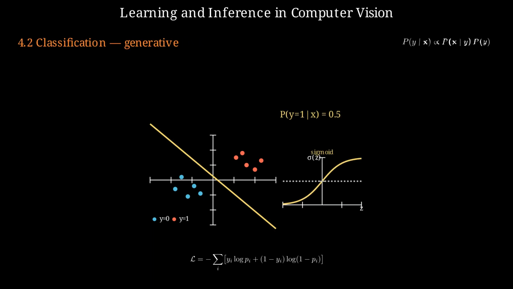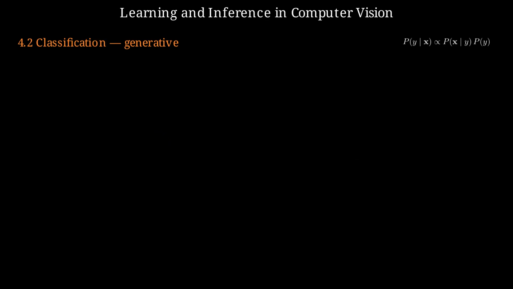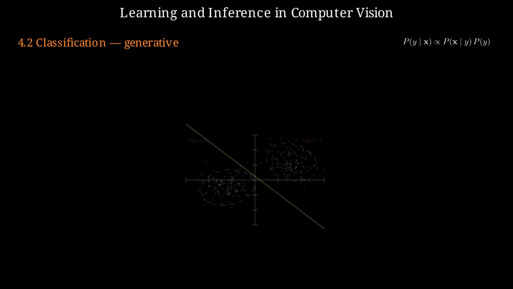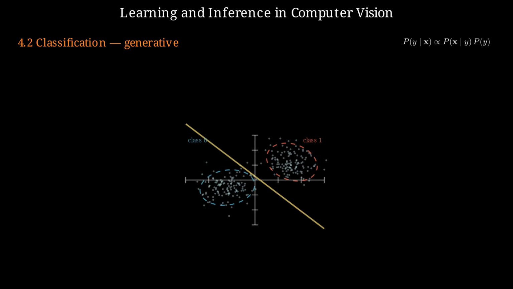Generative classification specifies a class conditional density P of x given y and a class prior P of y. On the screen, blue and red ellipses are Gaussian fits to each class. Bayes' rule combines them. P of y given x is proportional to P of x given y times P of y. The decision boundary occurs where posteriors for the two classes are equal. If both classes share the same covariance matrix, the boundary is linear. This is linear discriminant analysis, or LDA. Different covariances produce quadratic boundaries, quadratic discriminant analysis, or QDA.